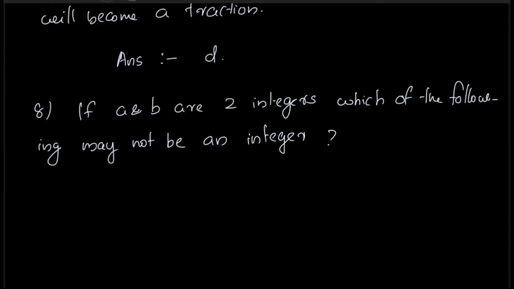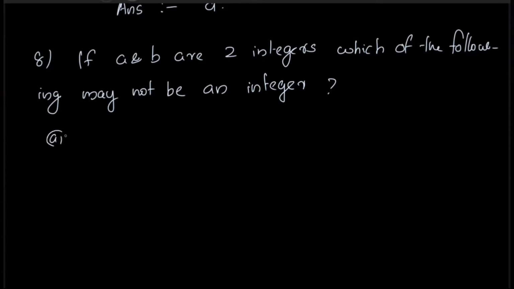If a and b are two integers, which of the following may not be an integer? The options are given here. The first option is a plus b. The second option is a into b. The third option is a minus b. And D is a by b.